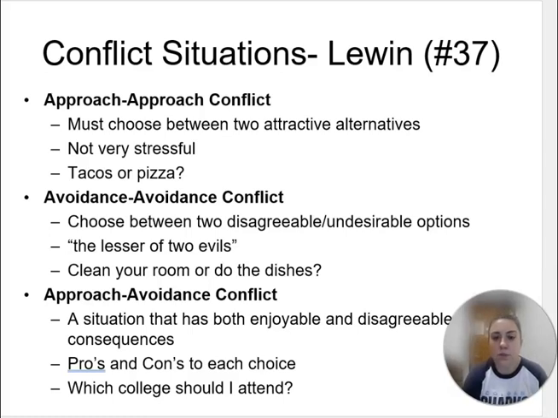All right, so approach, think about like, ooh, I would approach this choice. Ooh, I would approach this choice too. It's two attractive alternatives, two good things. The cost of making this choice is low. Like, it's not very stressful. For example, do I want to eat tacos tonight, or do I want to eat pizza tonight? They're both good options. So while you may feel some stress to try to make a decision, it's not something that's going to deeply impact you.